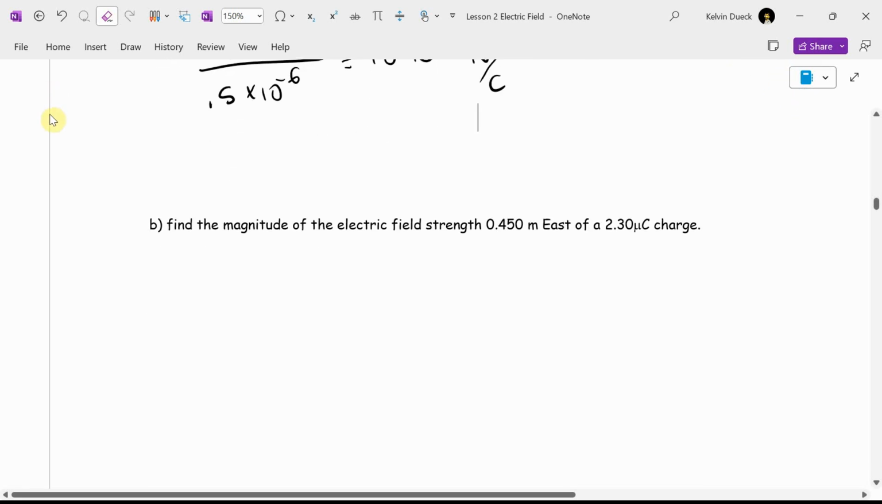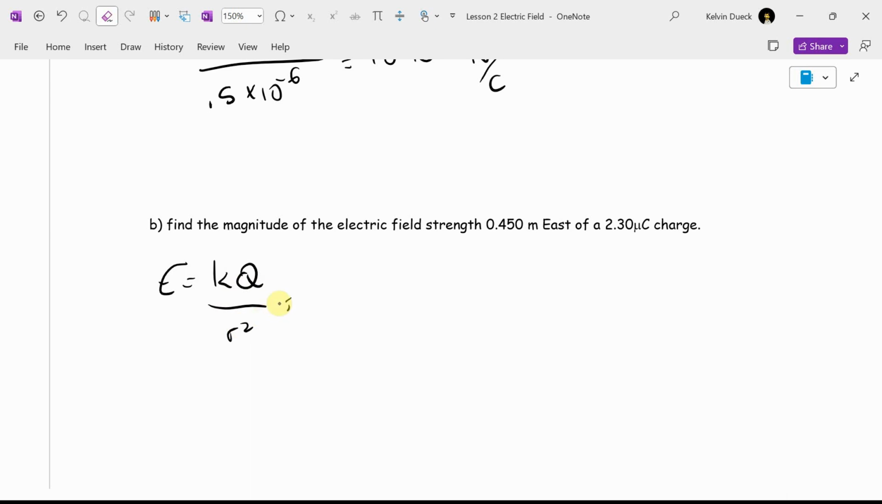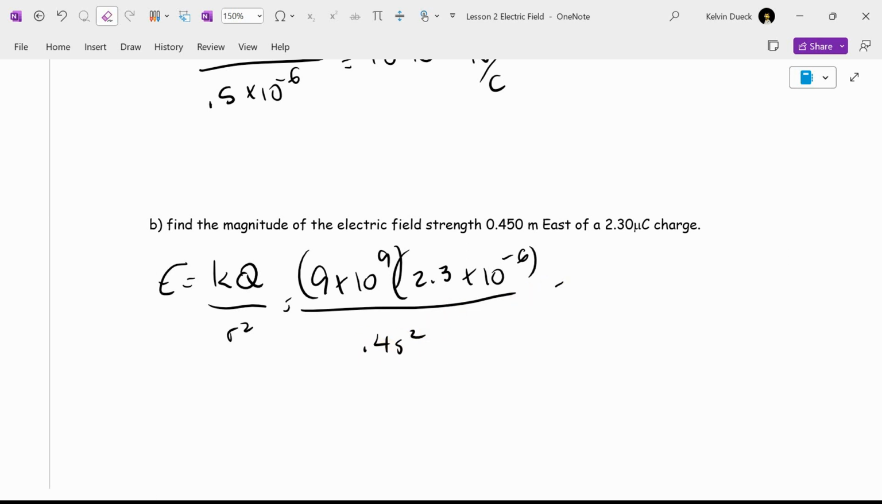Okay. Joe, what does B want me to find? Which one am I going to use? You know what? Much like Jazz and Deep pointed out earlier, I see meters. I'm pretty sure that's a radius, Mr. Dueck. So we're going to use k big Q over r squared. It's going to be 9 times 10 to the ninth, 2.3 microcoulombs, all over 0.45. Don't forget the squared.